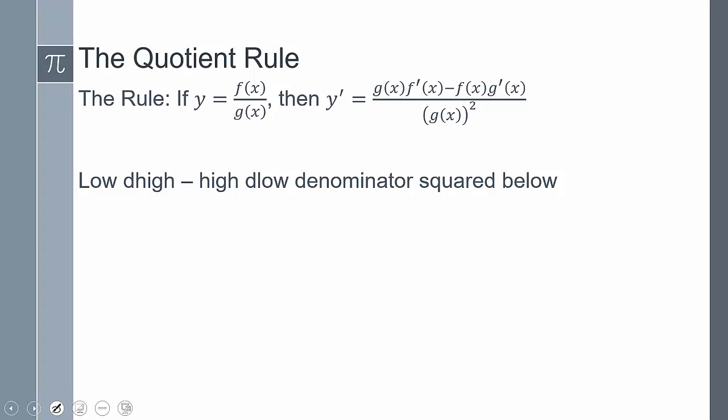So the derivative in that scenario, we just derived it there. A way to memorize it is if the fraction looks like this form here: this is high, this is low. So low d high, the derivative of high, minus high d low, denominator squared below. That kind of helps us memorize it. So low d high minus high d low, denominator squared below.